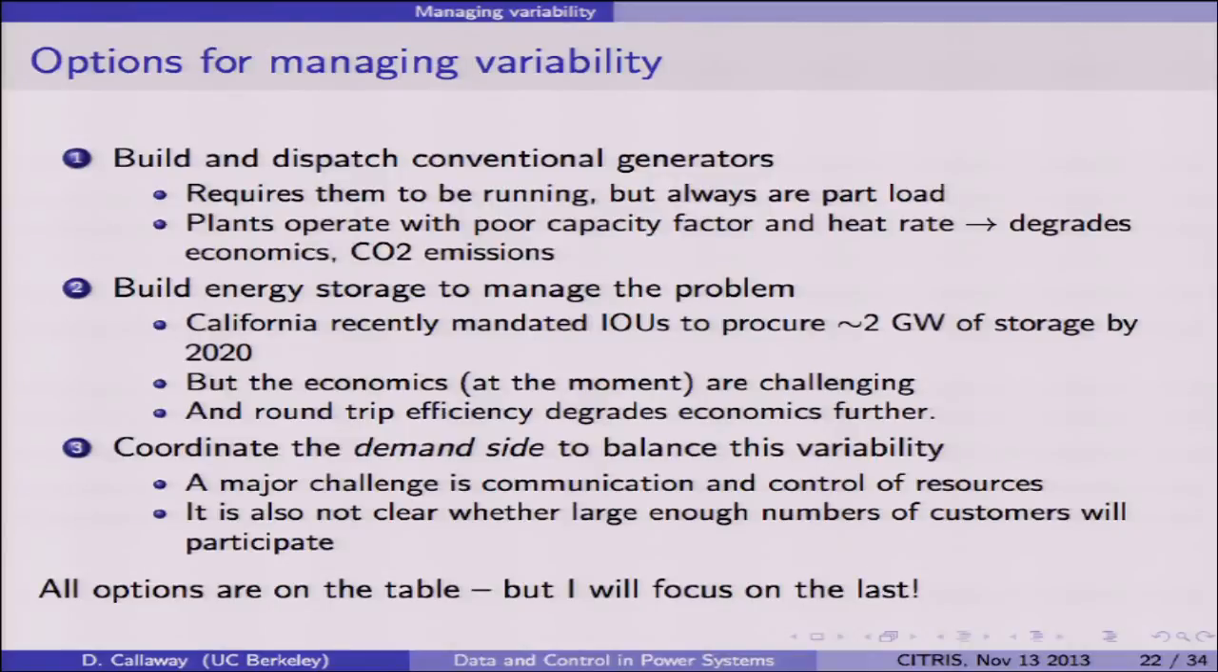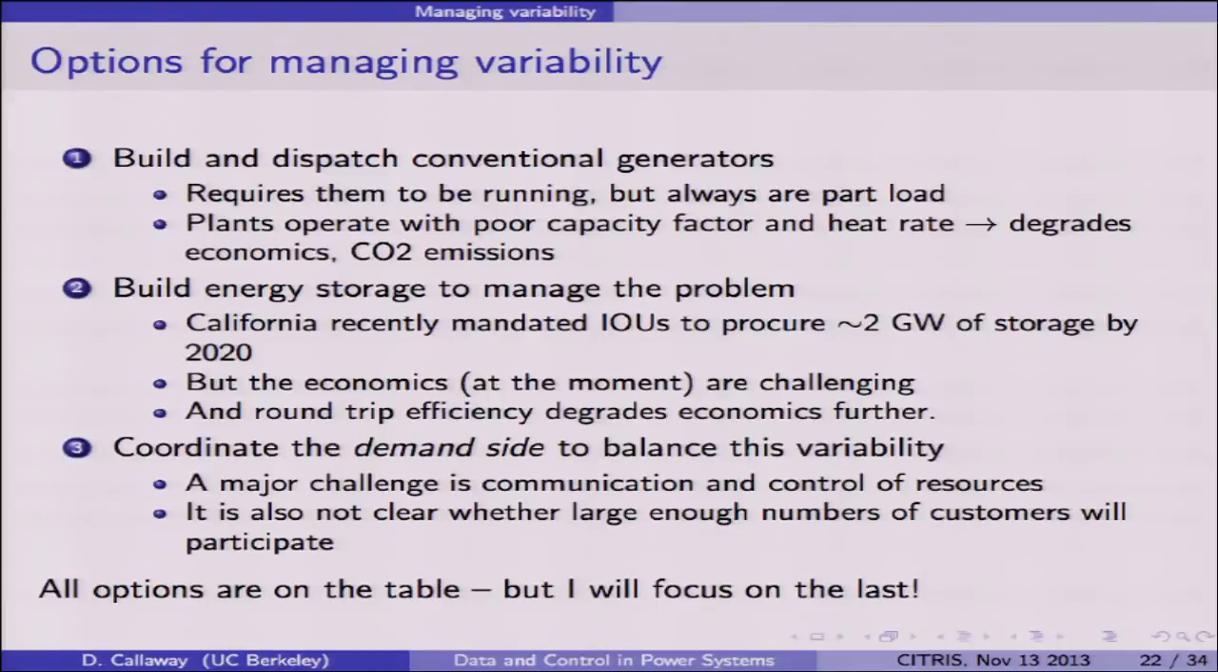And there's a round-trip efficiency penalty that degrades the economics even further. So it may be that sometime in the future storage really is going to be the solution. But I think for this kind of variability, short timescale variability, and any time in the near term, I'm less optimistic about that solution.